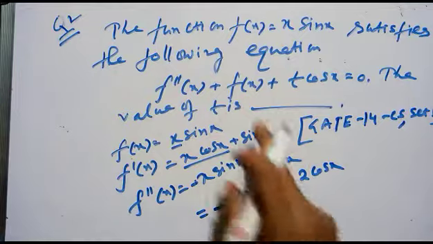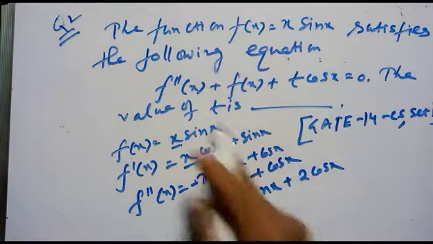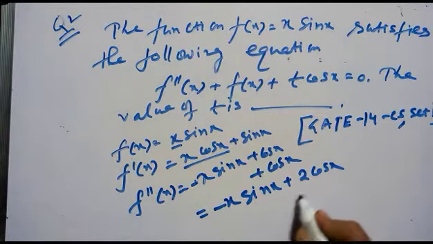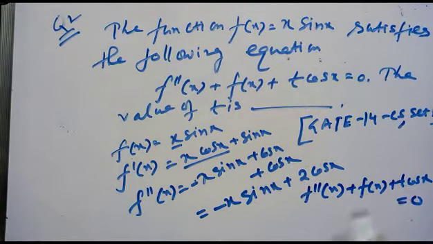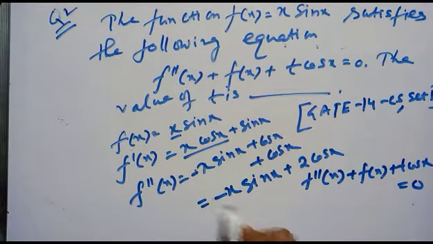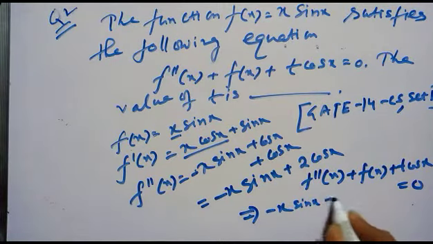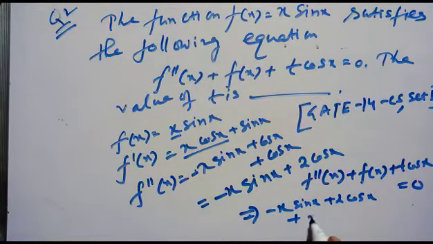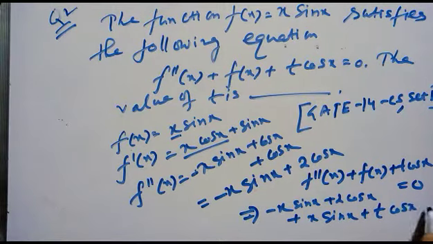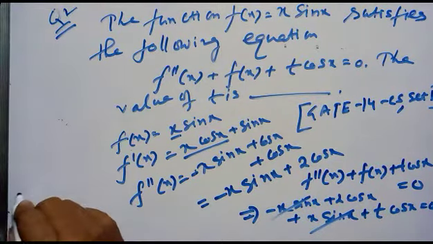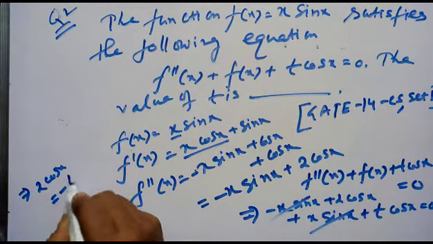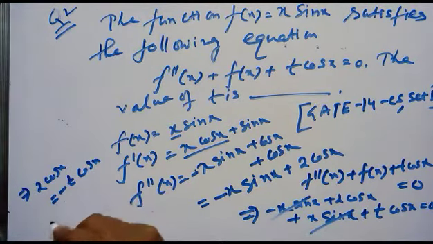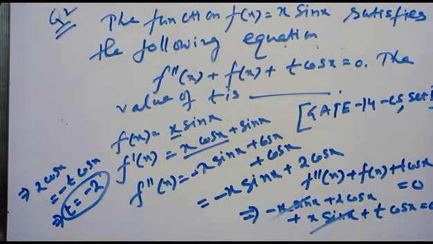Clear? Now put the value in this equation, where f double dash x is replaced by this one. Firstly we write the equation f double dash x plus f of x plus t cos x equal to 0. Clear? So f double dash x is replaced by minus x sin x plus 2 cos x, plus f of x means x sin x, plus t cos x, as t cos x is given. Clear? So this one is cancelled. After that we can write 2 cos x equal to minus t cos x. On both sides cos x and cos x cancel, so t equal to minus 2 is our required answer. Clear?